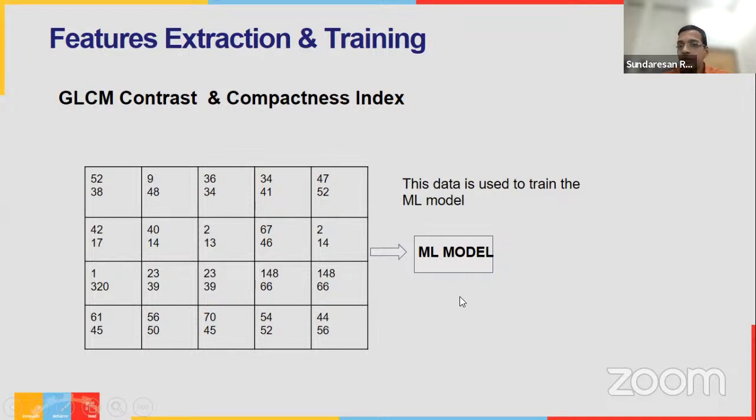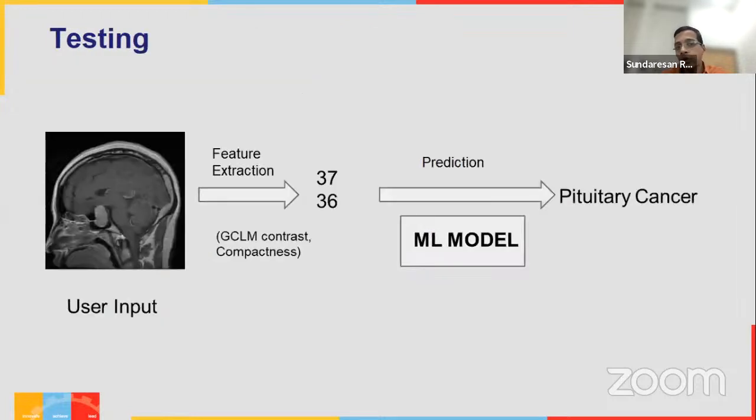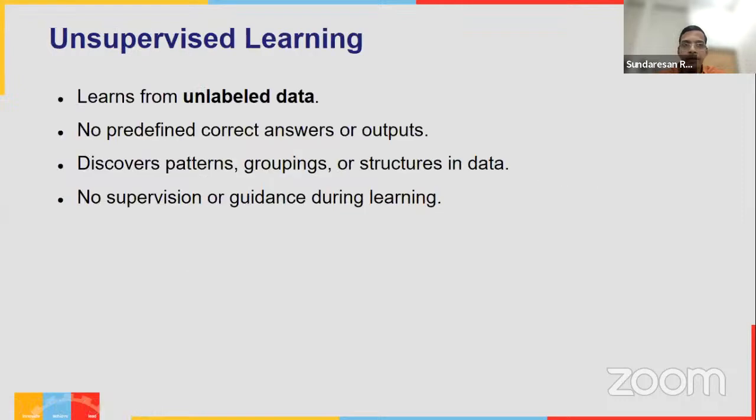And this is called the training. The model learns the equation, it becomes better and better. And once we are happy with the training, it can be used for any test data. That is, when an image comes, you extract the same features and then use the equations that have been learned, which we call the ML model, and make a prediction. Now it says pituitary.